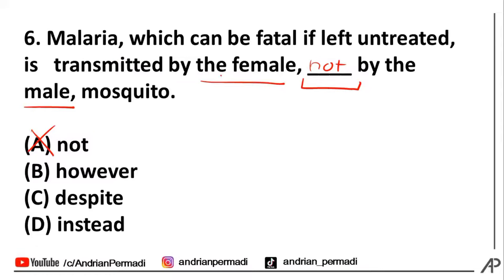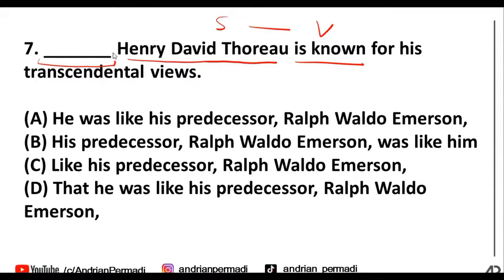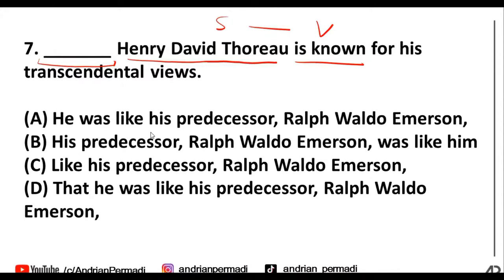Let's go to number seven. For number seven, we can see that the blank space is near Henry David Thoreau, which is considered to be the subject of the sentence, and is known is the verb of this sentence. Therefore, if there is a blank space prior to the subject of the independent clause, the answer would be an introductory prepositional phrase. Now let's try to find a preposition that forms a phrase in this sentence.